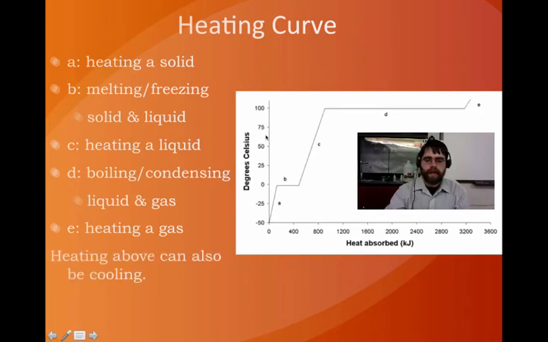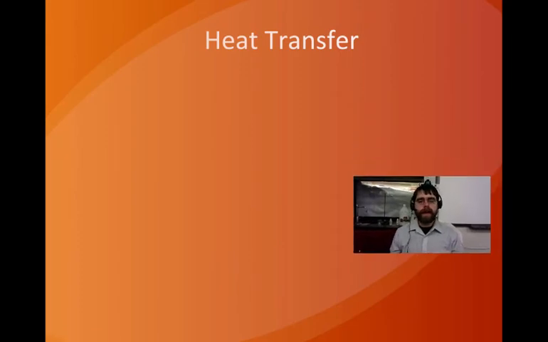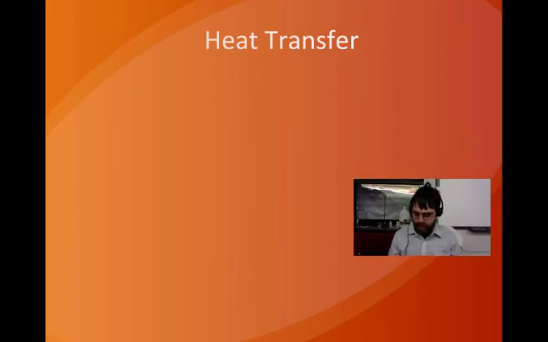Also, as a side note, as I said already, heating can be cooling. For the slope parts, we'd use the formula that you've already seen, Q equals m c_p delta T. And for the flat parts, the straight line parts for phase changes, we'd be using Q equals m times the latent heat formula. And as stuff heats up or cools down, we could talk about the ways in which they heat up and cool down, the ways in which the energy is transferred between them.